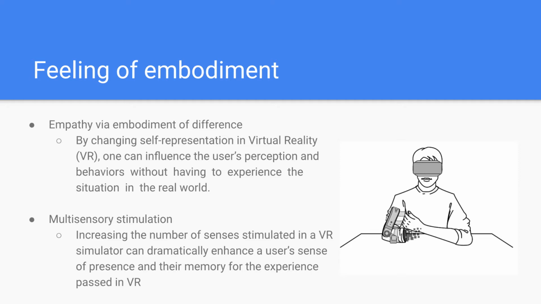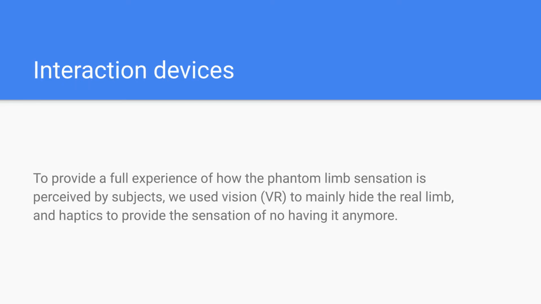To address this question, we used VR to simulate visually the limb not being there, to remove the limb, if we can say it like that. We also used haptic feedback to provide the sensation as if the limb was not there anymore. So the devices we used were a head-mounted display to hide the real limb, and a haptic device to provide the sensation of not having a limb anymore.